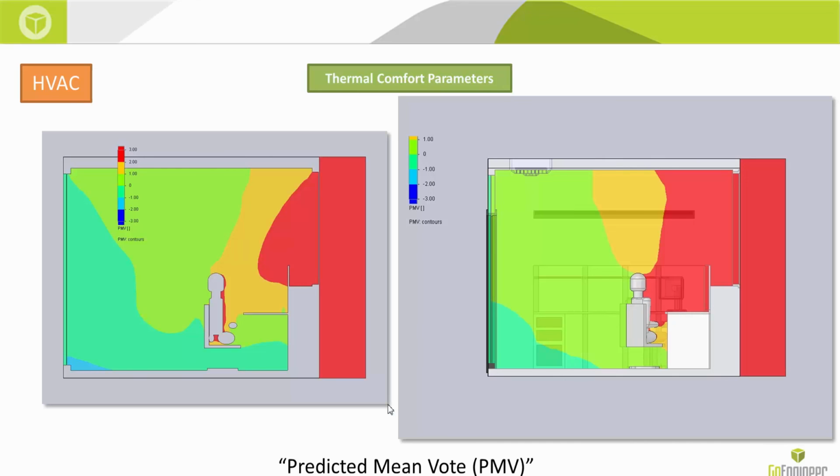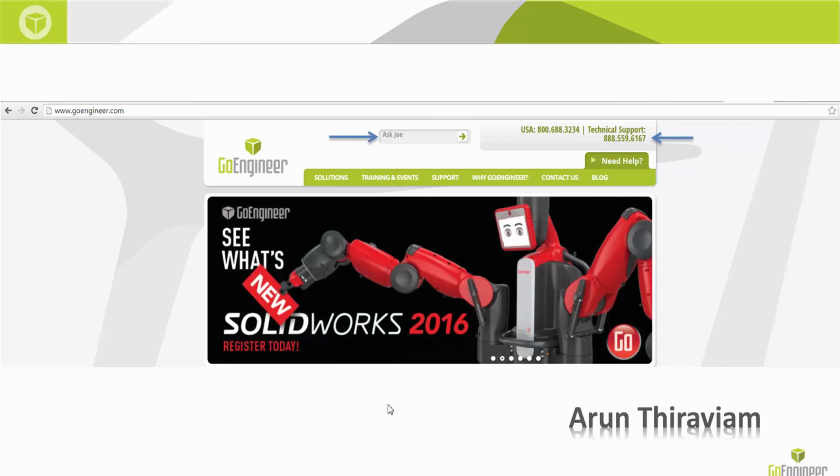Now, besides this, thermal comfort parameters are another important piece of information that people from the HVAC industry are interested in. Here what I have is a predicted mean vote. The closer this number is to 0, the more comfortable your environment. The further away it is from 0, the hotter or colder your system is.